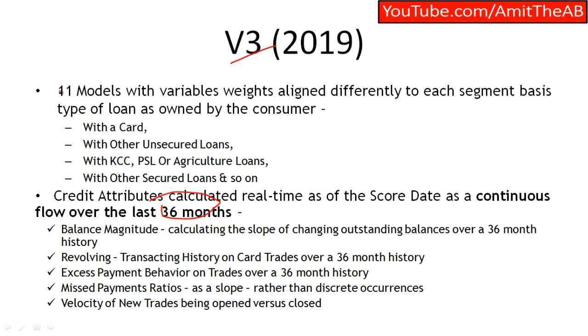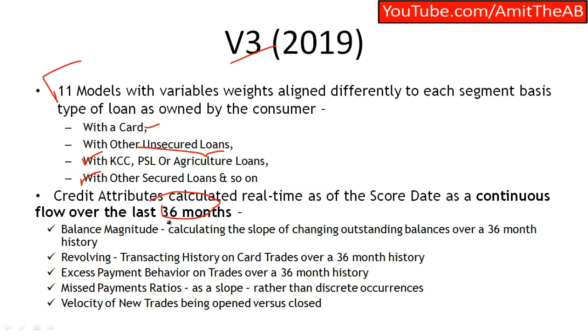The previous 36 month data would be considered. So let's see one by one. First is 11 models. Now we have 11 models with different weights assigned to different segments based on the type of loan. So credit card, then unsecured loans like personal loan, then KCC, PSL or agriculture loan, that is priority sector lending, and secured loans like mortgage loan or housing loan. Different weights have been assigned.